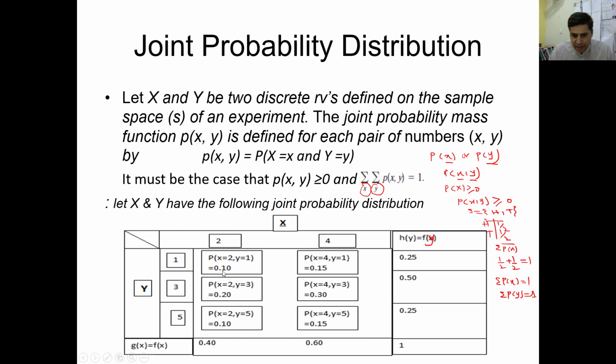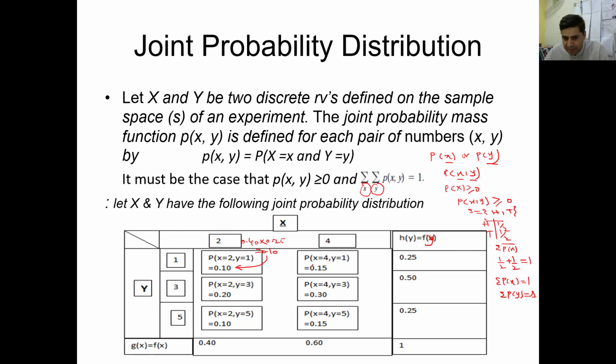So now the question is, how will you calculate these probabilities? This is very simple. You will just multiply 0.40 by this one. Why 0.40? Because at x equal to 2. So 0.40 multiplied by the probability for y equal to 1, which is 0.25. When you multiply it, it will be equal to 0.10. This is the joint probability, which we get when we multiply the total probability for x equal to 2 with the probability of y equal to 1.